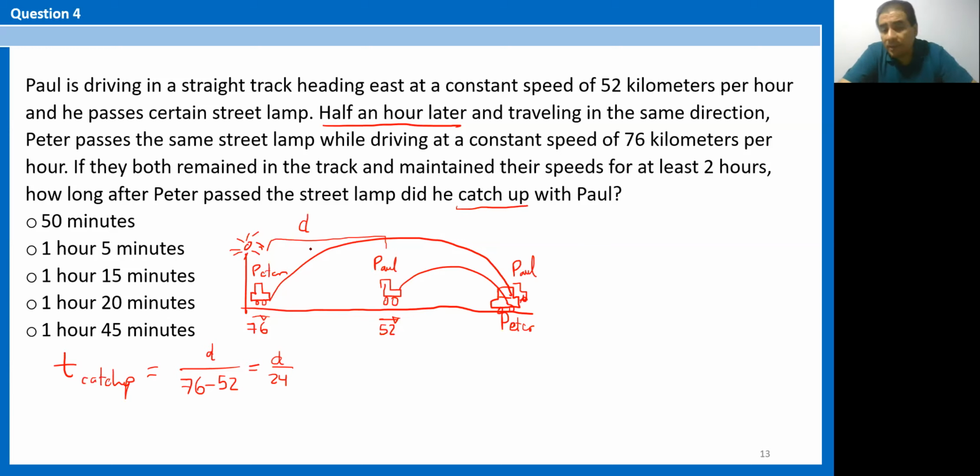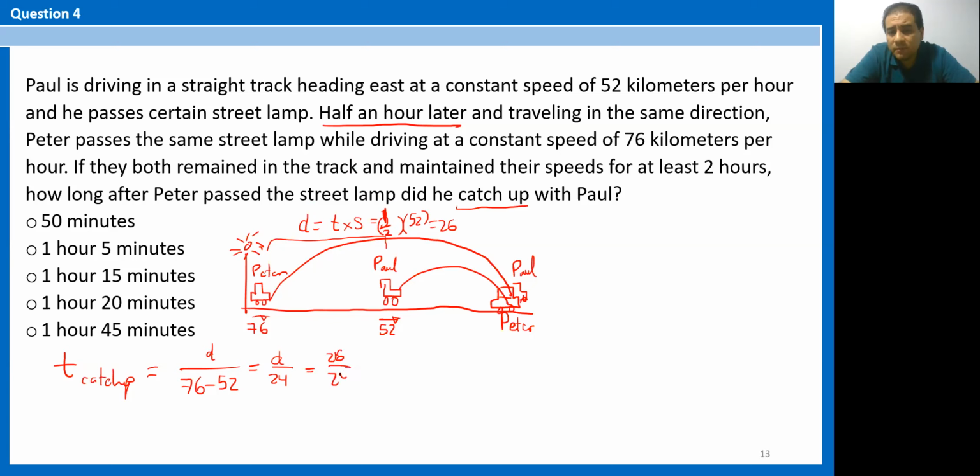Well, you can think about this. The distance Paul covered in those 30 minutes would be given by the formula time multiplied by speed. That is to say, half an hour multiplied by the speed, which is 52 kilometers per hour. So this is 26. So now the formula is complete.